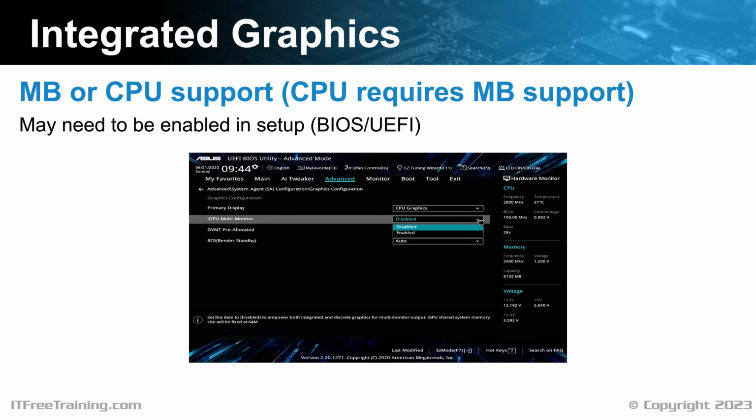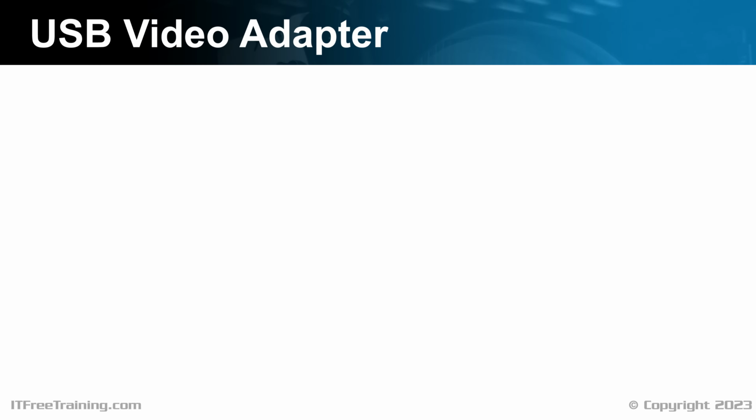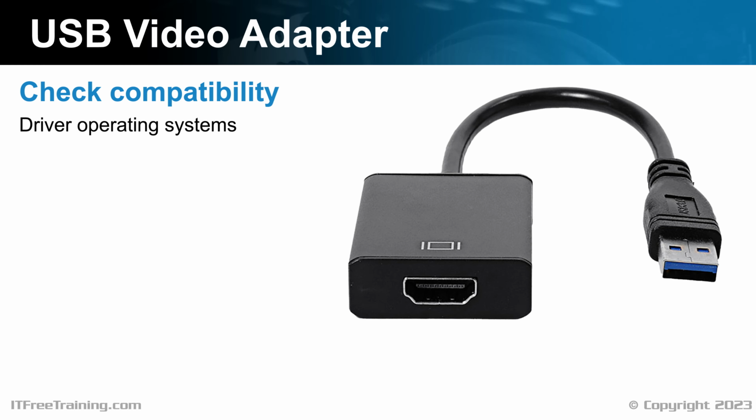If you don't have integrated graphics in your computer, there are other options you can look at to control your second monitor. The next option that I will look at is a USB video adapter. A USB video adapter can be as easy as plugging it in, but check for compatibility with your computer before purchase. In particular, check that there are device drivers available for the operating system that you are using. Windows is generally well supported, but other operating systems may not be as well supported.